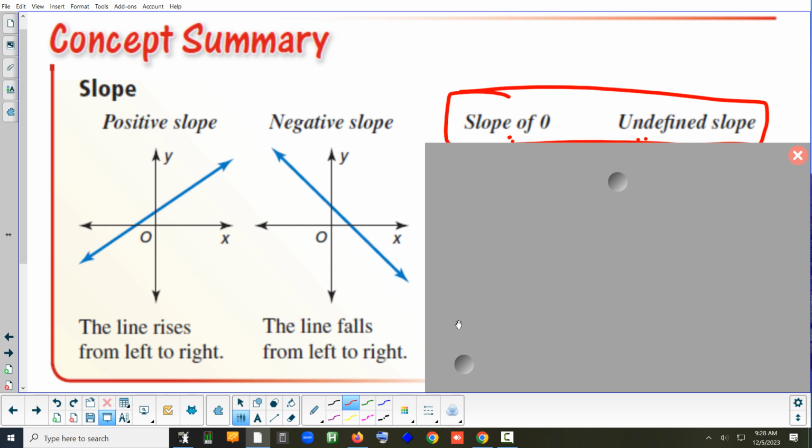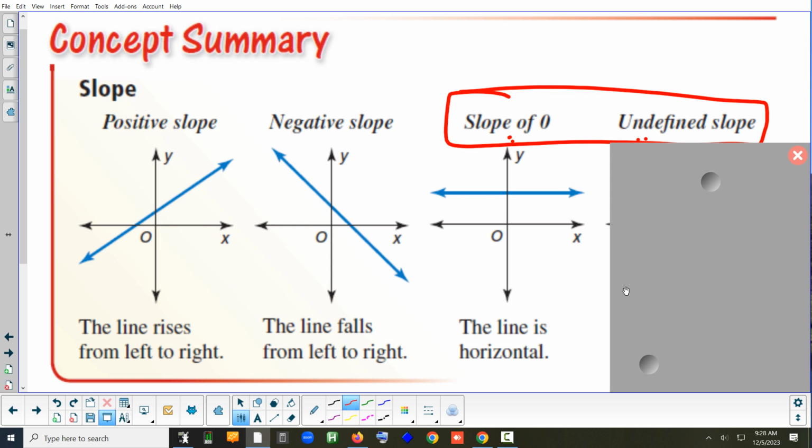What do you think a slope of 0 would look like? Yeah? Just horizontal. Yeah, it would be horizontal. 0 doesn't slant up or down. Okay? That's in between a positive and a negative slope. So what's the only type of line I have left? We did it yesterday. This is going to be an undefined slope.